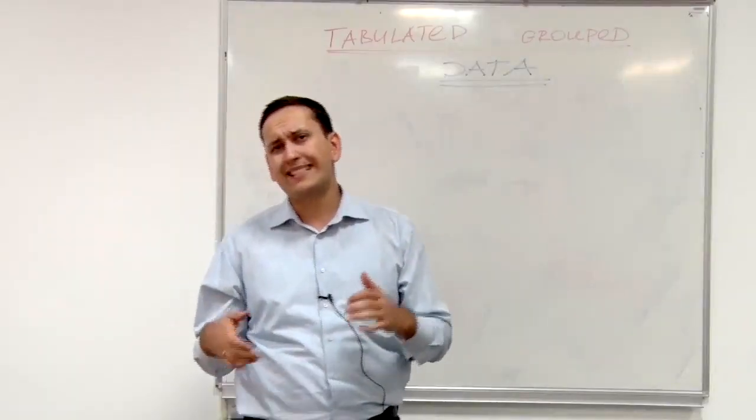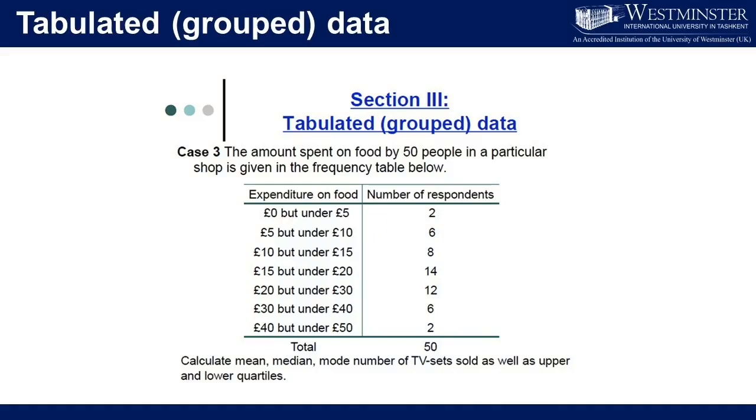Now, we'll talk about the tabulated grouped data. In this slide, you can see expenditure on food, and it's grouped. The first group ranges from 0 until 5. The next group ranges from 5 to 10, 10 to 15, 15 to 20, 20 to 30, 30 to 40, and 40 to 50. And in the second column, you can see the number of respondents. It shows the amount spent on food by 50 people in a particular shop, as it was surveyed.